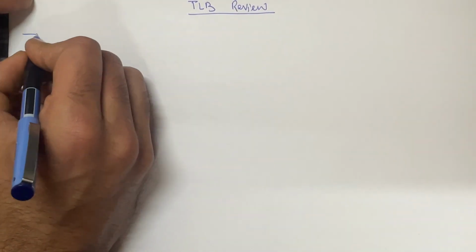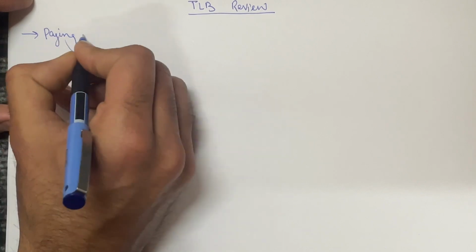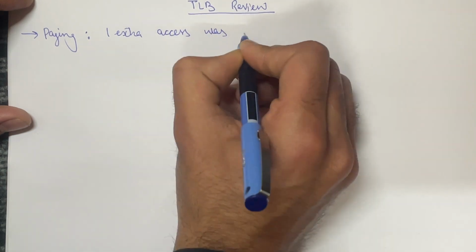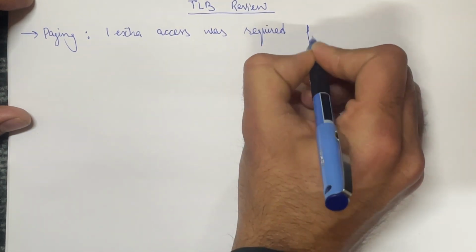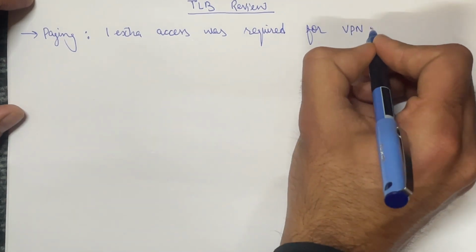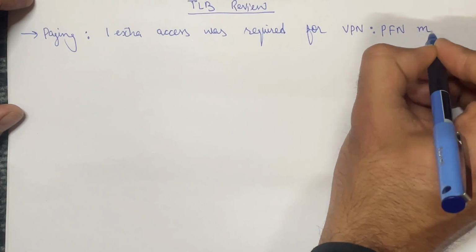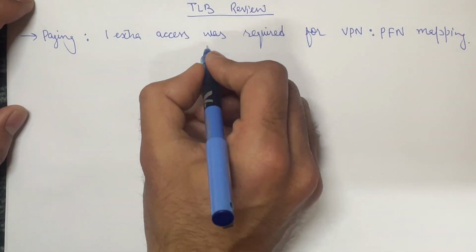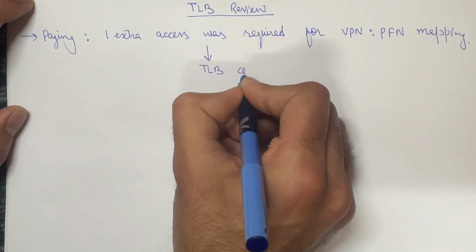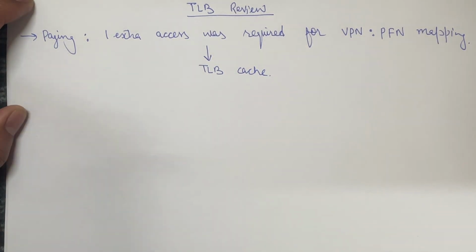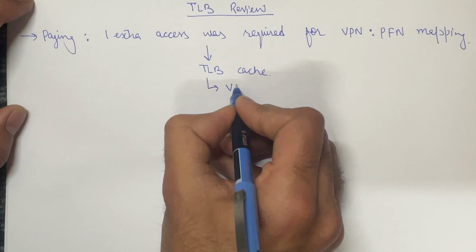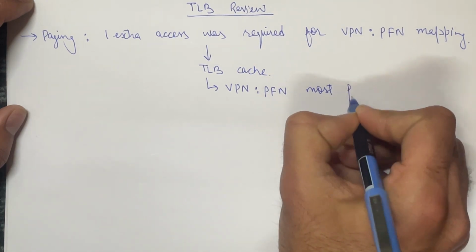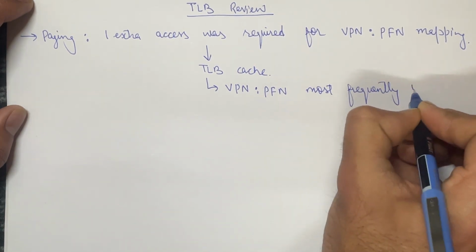So what I said, that in case of paging, there was a disadvantage. The disadvantage is that one extra access was required for virtual page number to physical frame number mapping. Okay, and this extra access was solved with the help of a TLB. So TLB is a cache, a temporary cache at the processor, and this cache stores the mappings of VPN to PFN of most frequently used pages.